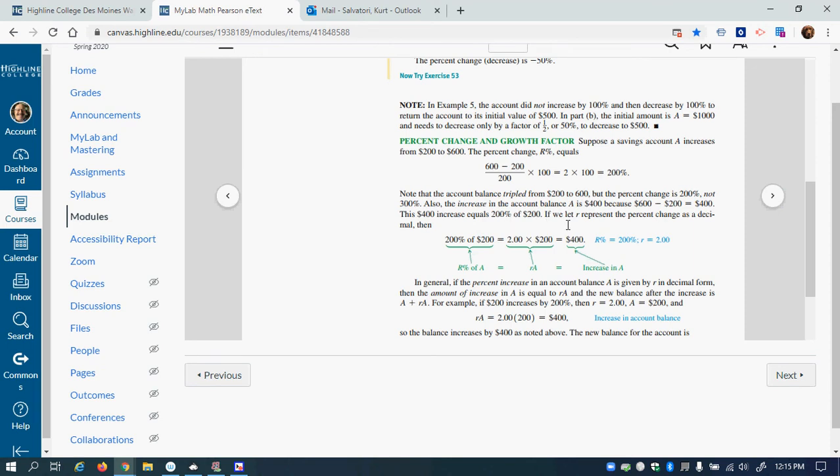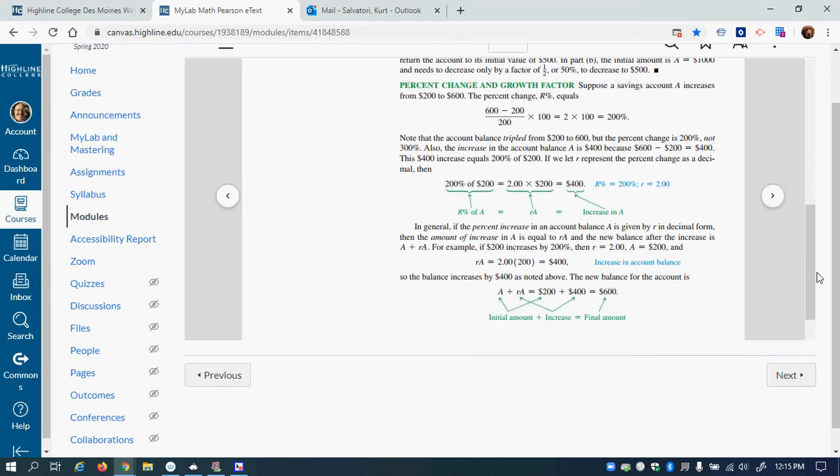So let R represent the percent change as a decimal. If we take 200% of 200, we change the 200% back to a decimal by dividing by 100, and then multiply by 200 to get the 400. So then you see a pattern of an equation coming about. It's just R times A to give you the increase. So we can step through that.